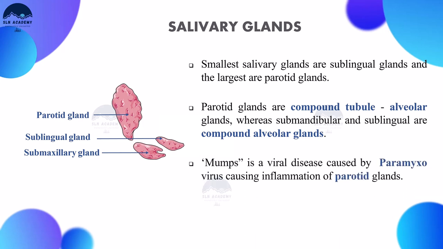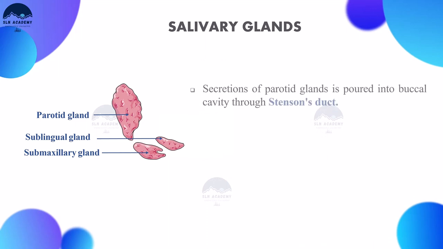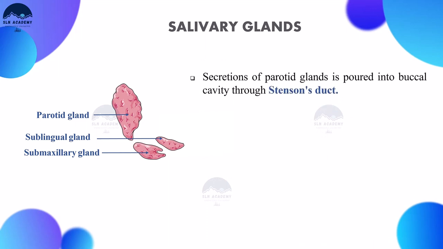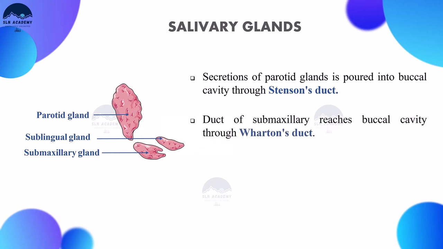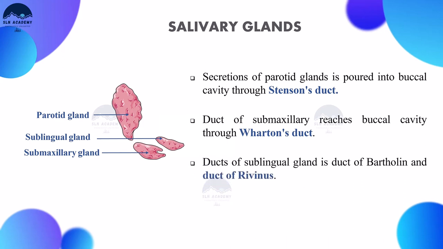Mumps is a viral disease caused by paramyxovirus, causing inflammation of parotid glands. Secretion of parotid glands is poured into buccal cavity through Stenson's duct. Duct of submaxillary reaches buccal cavity through Wharton's duct. Ducts of sublingual gland are duct of Bartholin and duct of Rivinus.